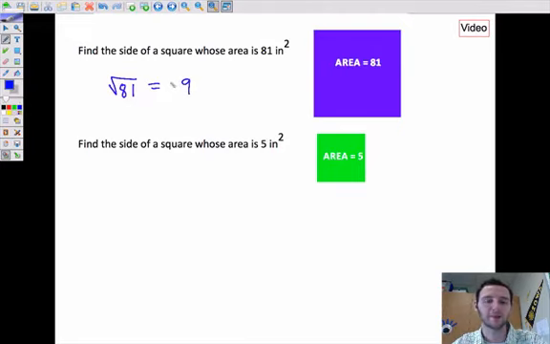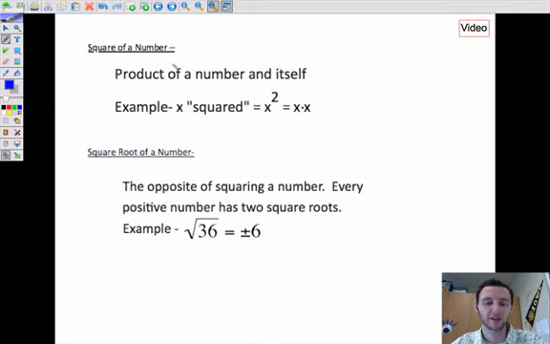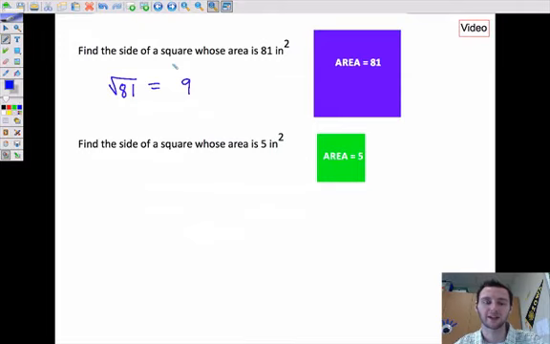But again, if you go back to our previous definition there, it can have a positive answer and a negative answer. So there are actually 2 square roots. This could be positive 9 or it could be negative 9. Now, in the case of a square, if this were actually a physical square, it would have to be positive 9 because you can't have a side length of negative 9. So in this case, this side length would have to be 9. But the square root of 81 itself has 2 answers, positive 9, negative 9.